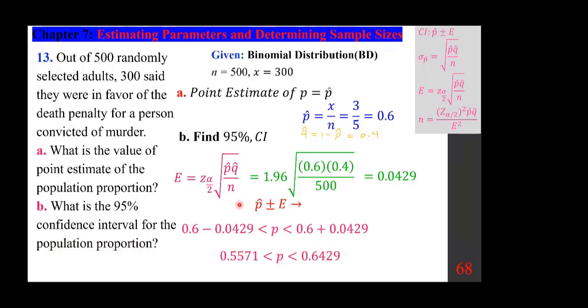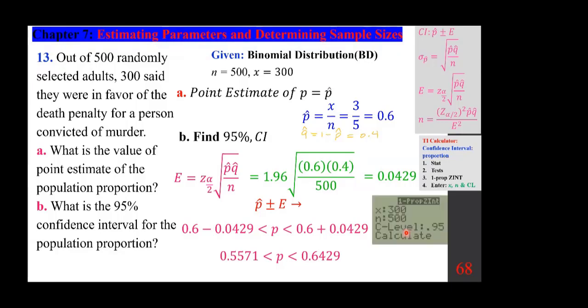All right. TI calculator, calculating the confidence interval. One proportion Z interval. You plug in the value of X.